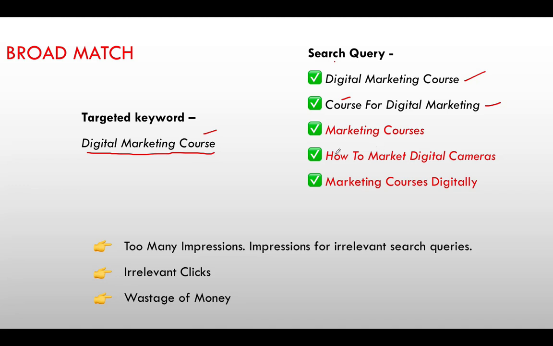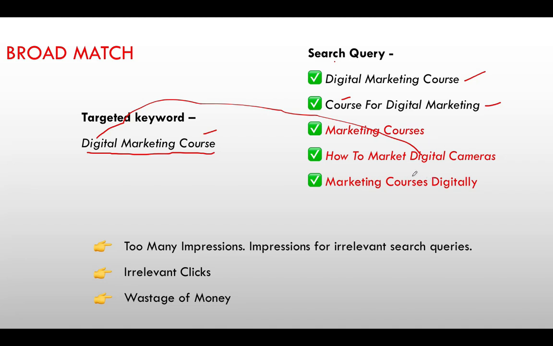Another example: the user is searching for how to market digital cameras. Ideally your ad should not get triggered, but in this case your ad will be displayed for this search query as well. Why? Because digital matches with digital. Google sees that there's a word digital over here and you have targeted digital in your keywords. So they match with each other and Google will trigger your ad.